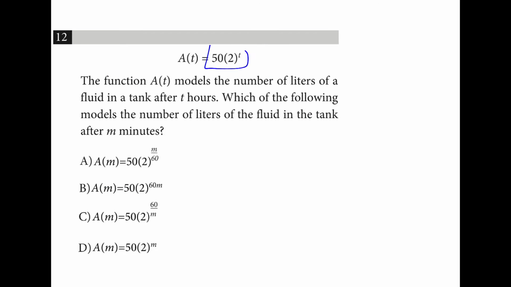So in this equation, we use the variable t for hours. If we want to convert that to minutes, we just take minutes divided by 60, because for every 60, that'll give us 1, which looks like this.